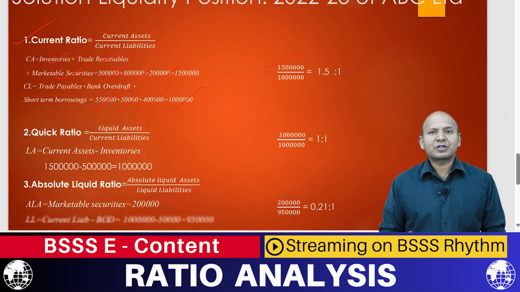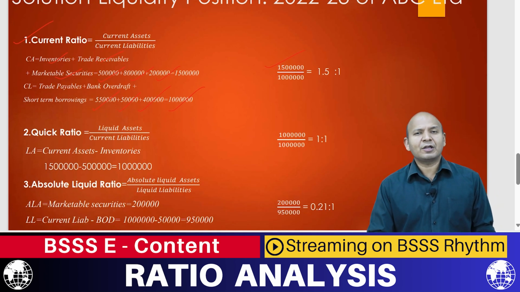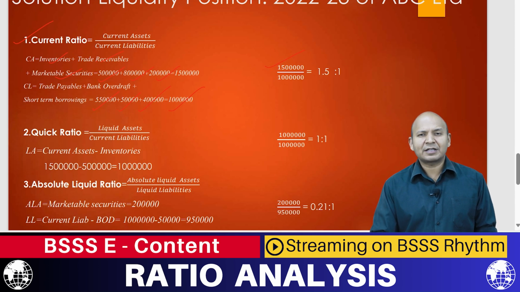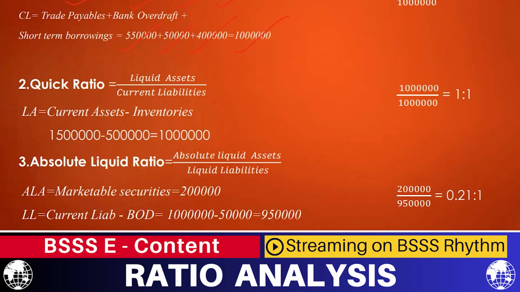Then comes the calculation of quick ratio. For calculating quick ratio, the formula is liquid assets upon current liabilities. In this question, for calculating liquid assets from current assets, we need to deduct the amount of inventories. Current assets, as we have calculated earlier, were 15 lakhs. From 15 lakhs, we need to deduct inventories. The amount of inventories was 5 lakhs. So, 15 lakhs minus 5 lakhs, the amount is coming 10 lakhs.